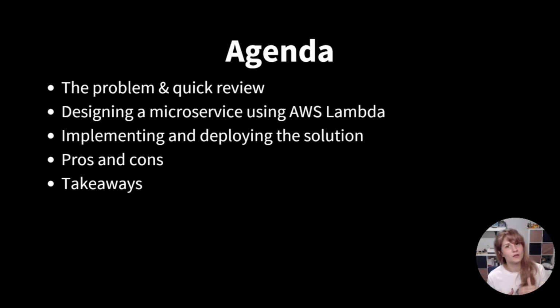In this part, we are going to review the high-level architectural design for the microservice that we are building. And then we are going to look at the code and how we would deploy the solution. After that, we are going to go through the pros and cons of that design. And finally, I'm going to leave you with a few takeaways so that you can decide whether or not this design is actually appropriate for you. Because, spoilers, it's not appropriate for everything that you design.